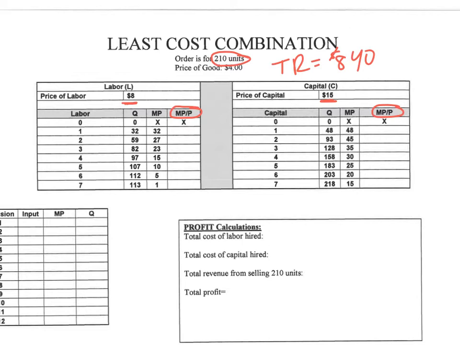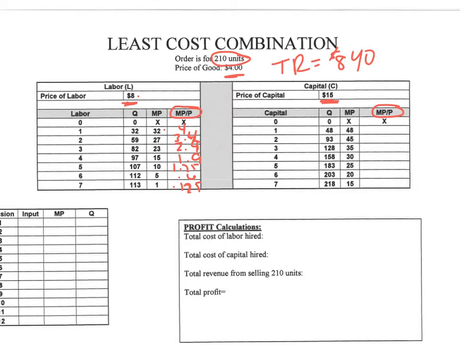As we go through, we're taking the marginal productivity, 32, divided by the price of labor, which is 8. As we go down this row, it's 4, then 27 divided by 8. The key with this is you're not dividing by the price of the good, it's the price of the labor. It's the price of the capital. I'm just going to use simple rounding because it won't matter too much. So 3.4, 2.9, 1.9, 1.25, 0.6, and 0.125. Again, it's marginal productivity per dollar spent on labor. Obviously, the more the better.